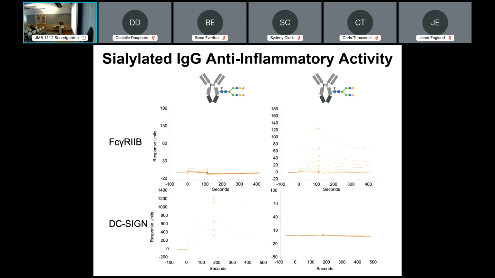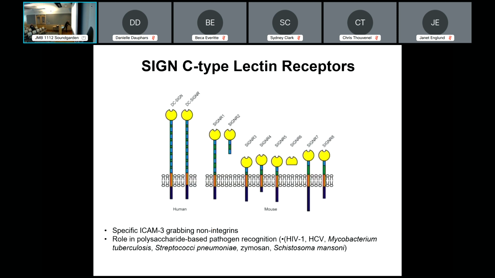So you can see binding to the C-type lectin DC-SIGN, which does not interact at all with an antibody lacking sialic acid, shown here. All of a sudden, we get this nice dose-dependent binding in a totally different curve shape with the molecule DC-SIGN. And so DC-SIGN is essentially a member of the SIGN family of receptors. There's 8 different SIGN receptors in the mouse and 2 in the human. And these are polysaccharide recognition receptors for pathogens.